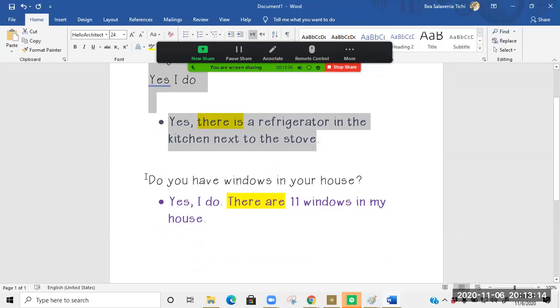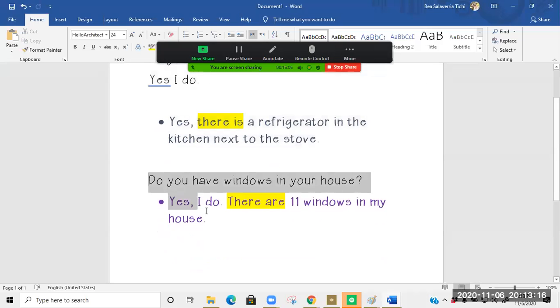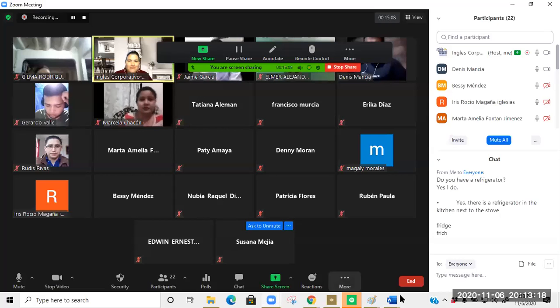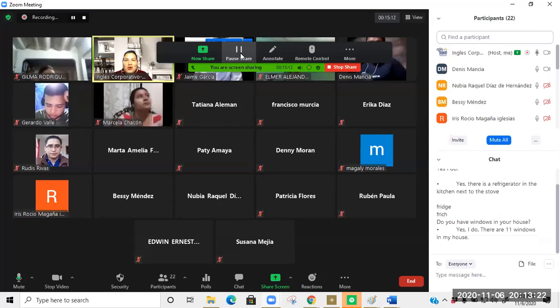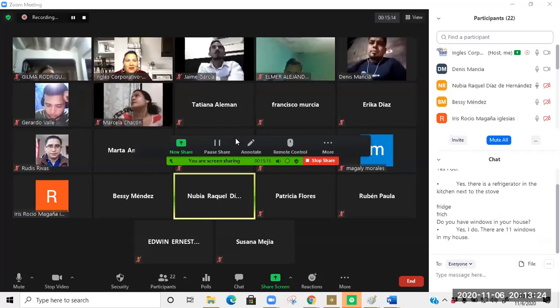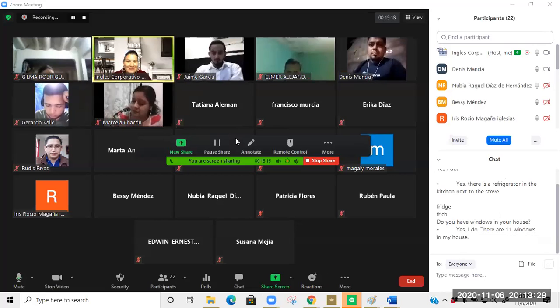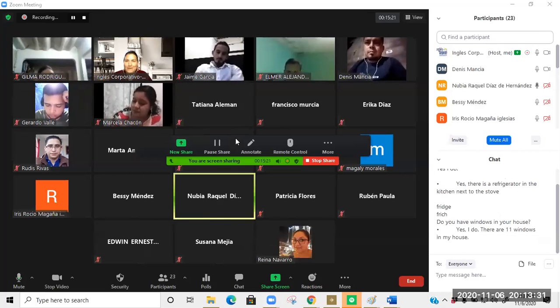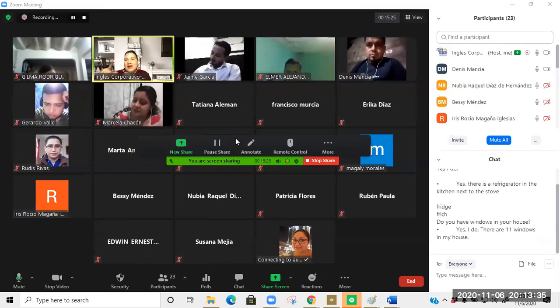Do you have windows in your house? Cuenten las ventanas en su casa. Do you have windows in your house? Yes, I do. Nubia, how many? They are next to the door. Excellent, very good. Están a la par de la puerta.